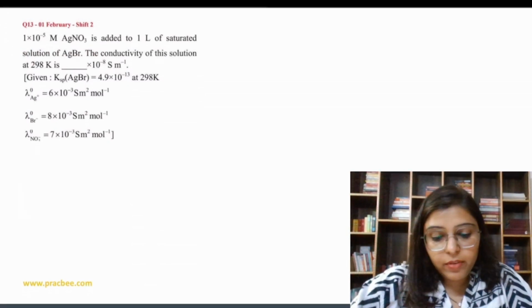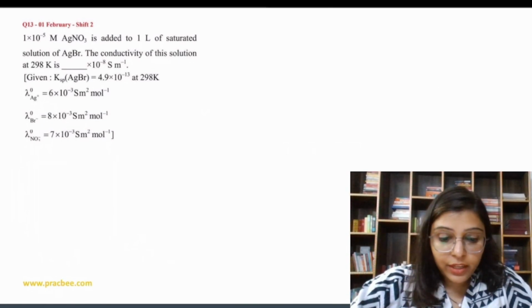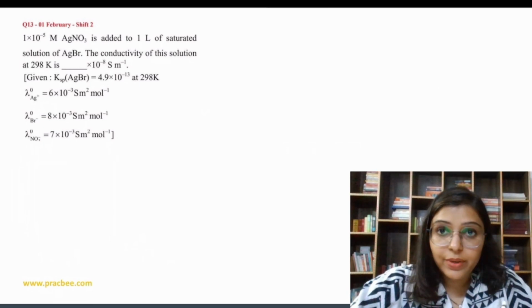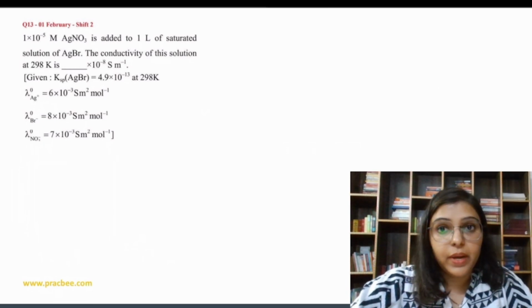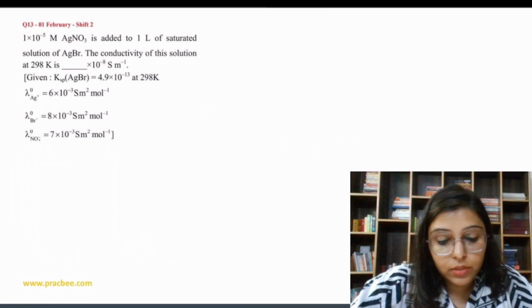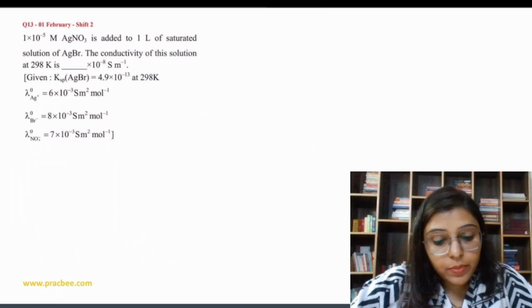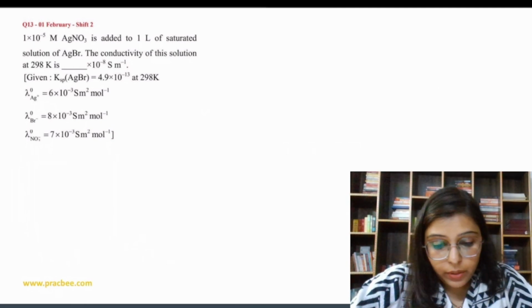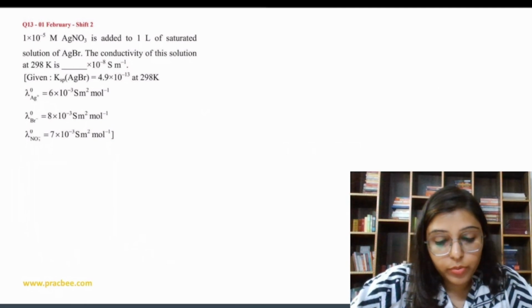1 into 10 to the power minus 5 molar AgNO3 is added to a 1 liter of saturated solution of AgBr. The conductivity of this solution at 298 Kelvin is dash into 10 to the power minus 8 Siemens per meter. And Ksp of AgBr is given, and molar conductivity at infinite dilution of various ions are given. Okay, so how to do this question?